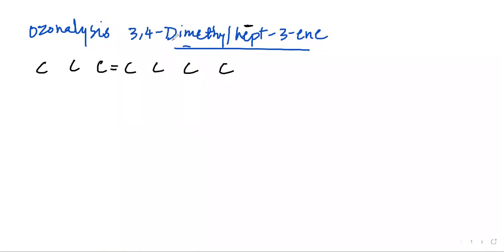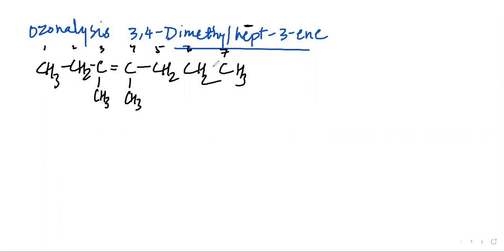On the third and fourth carbon you have a methyl group. So on this carbon you have a methyl group. This is the third carbon. You can see 1, 2, 3, 4, 5, 6, and 7. On the third carbon you have a methyl group. On the fourth carbon you have a methyl group. These are CH3, CH2. Then you can see that all the valencies of this carbon and this carbon have been satisfied. CH2, CH2, and CH3. This is your compound known as 3,4-dimethylhept-3-ene.